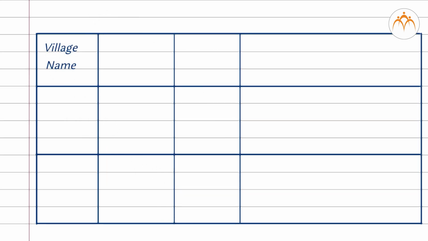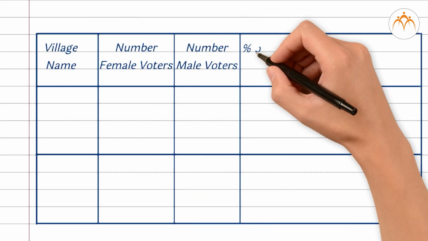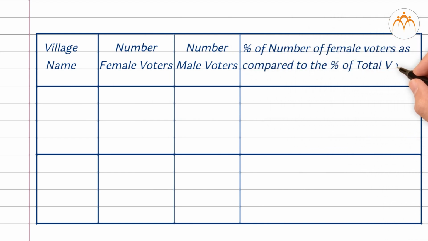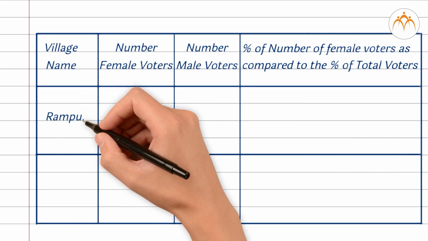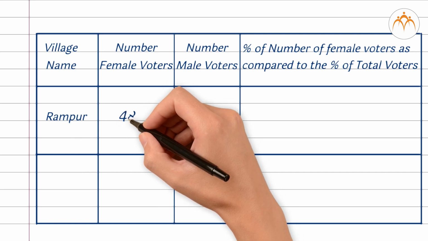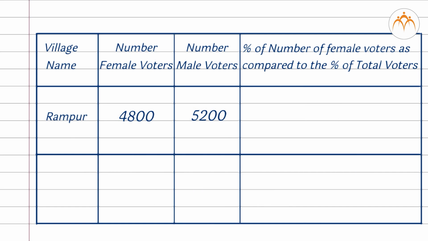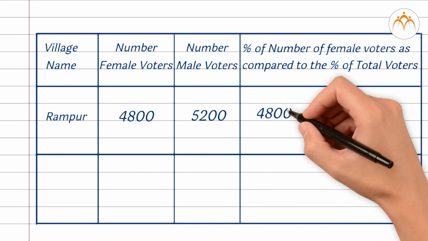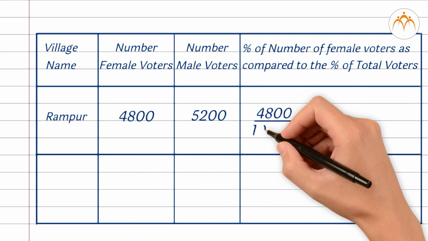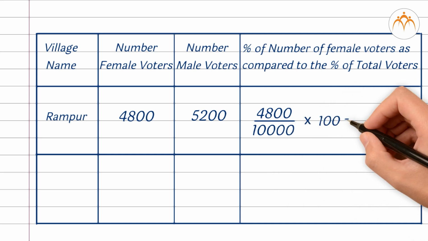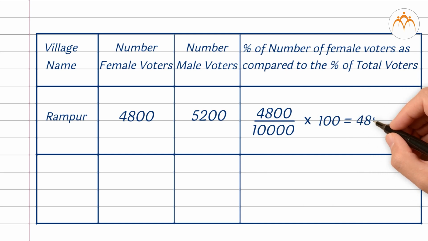Now, as per this data, we have to calculate the percentage of female voters with respect to the total number of voters in each village. Would you be able to do that? Village name Rampur. Number of female voters 4,800. Number of male voters 5,200. Percentage of female voters as compared to total voters: 4,800 divided by 10,000 multiplied by 100 is equal to 48%.